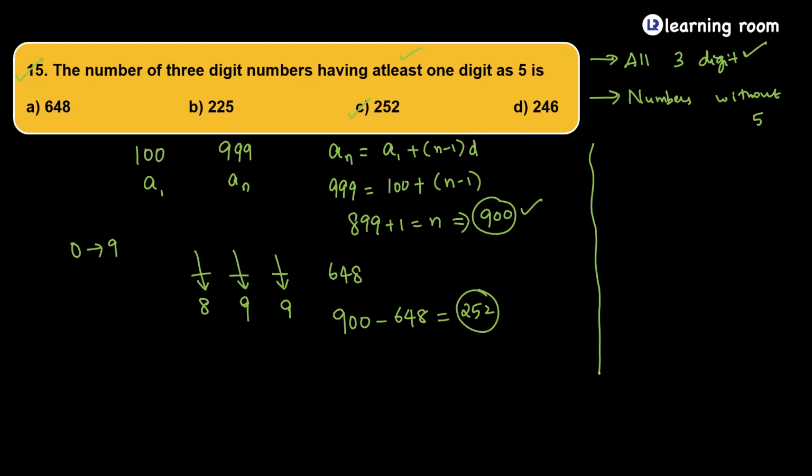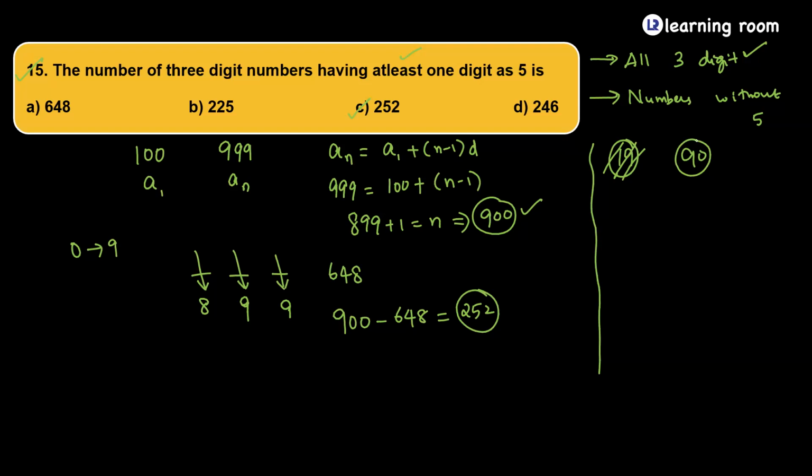So, the number of 2-digit numbers that have at least one 5. When I say 2-digit numbers, using digits between 0 to 9, how many numbers are there? No, you have 90, sorry. You have 90 numbers which are of 2 digits, starting with 10 and ending at 99.